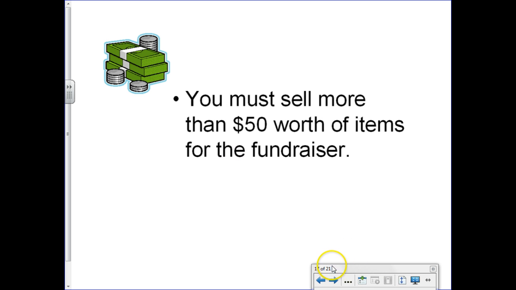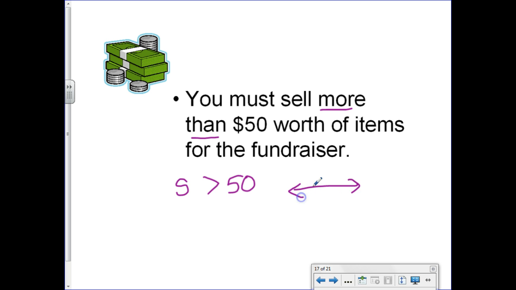Oh, this one happens a lot, doesn't it? You have to do some sort of fundraiser for something. You must sell more than $50 worth of items for the fundraiser. More than $50. So your sales, let's say S is your sales, and it has to be, 50 is my significant number, more than, greater than. If you sell exactly 50, is that good enough? Well, according to this one, it says more than 50. So you have to sell $50.01 in order for that to be right.